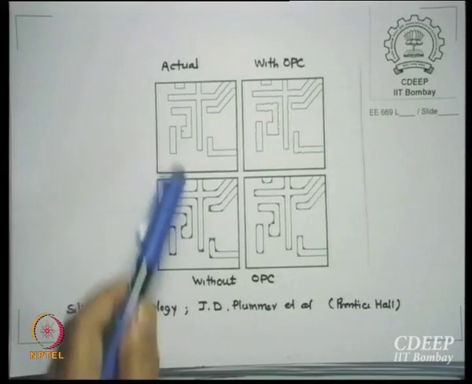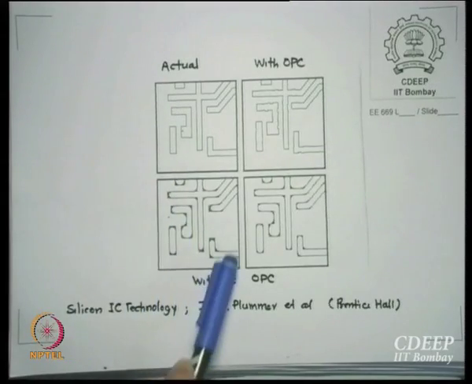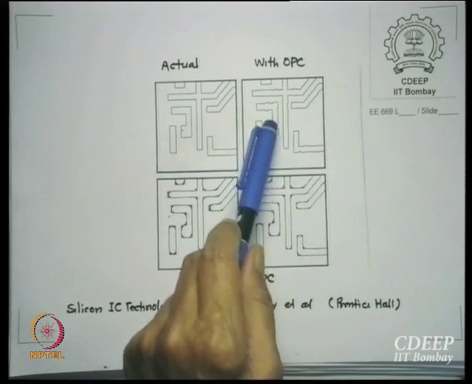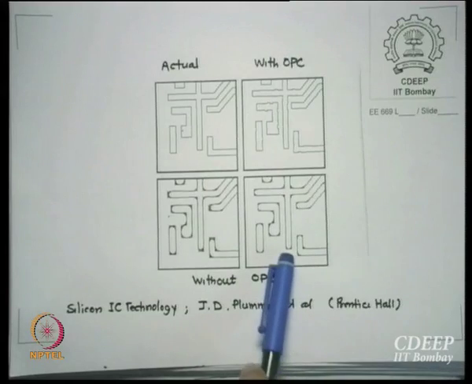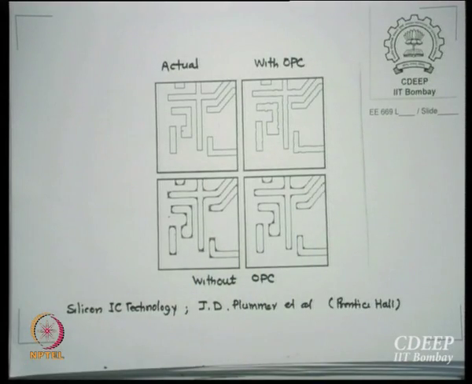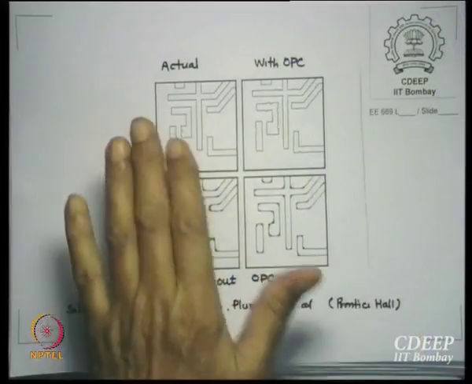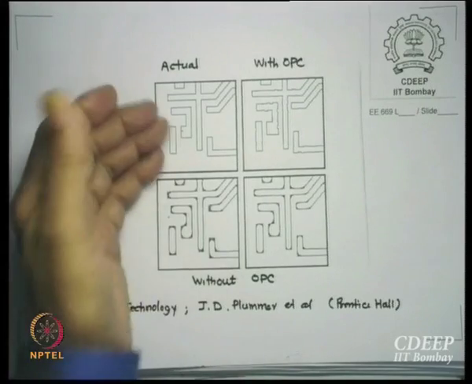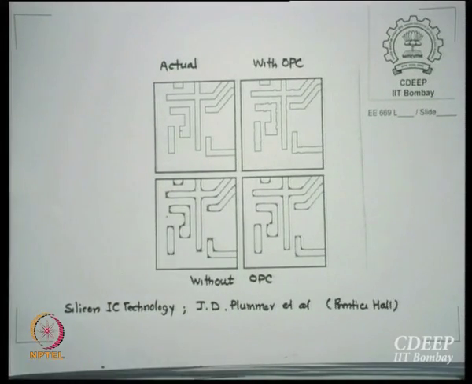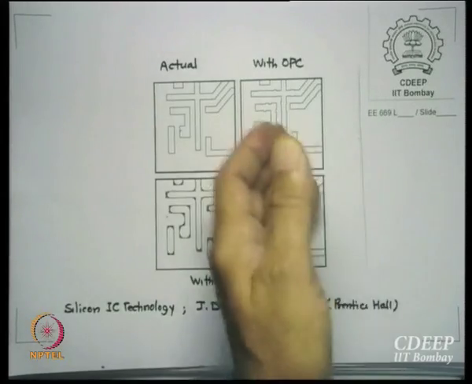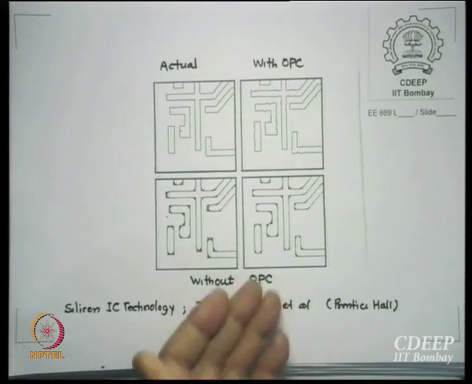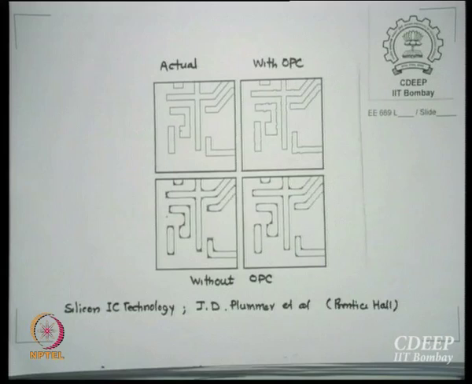But when I print, if I use this without OPC, I get this mashed up image, and if I use the OPC corrected mask, then I get something a little better than this. What is OPC? It's a software program which does image processing. It sees that, given this, if I transfer the image on a resist, what do I get? If I modify that initial mask image itself, then I may get slightly different outputs. This is called optical proximity correction.